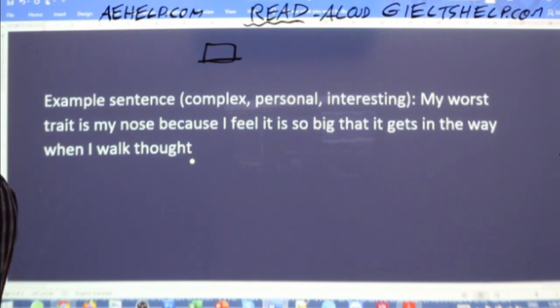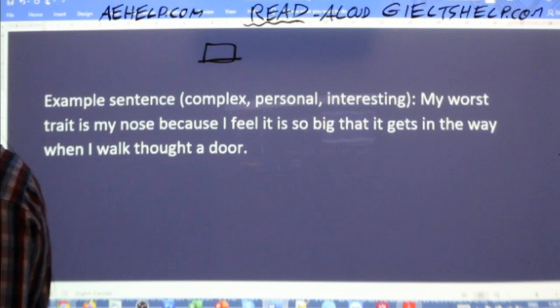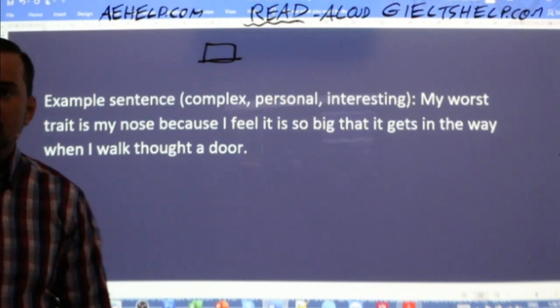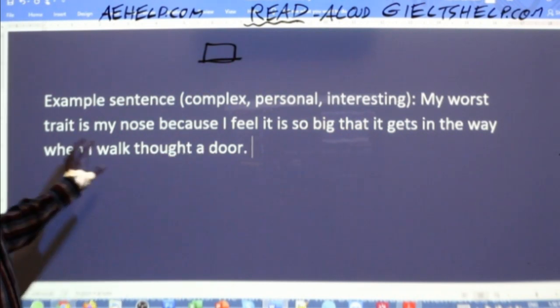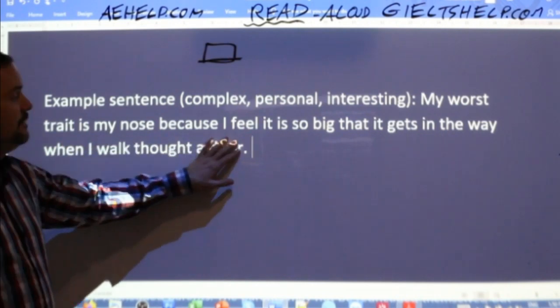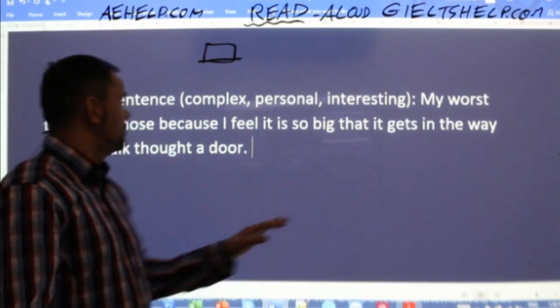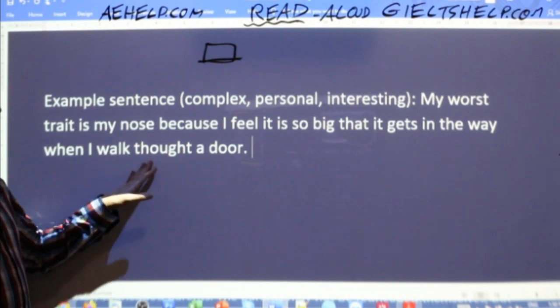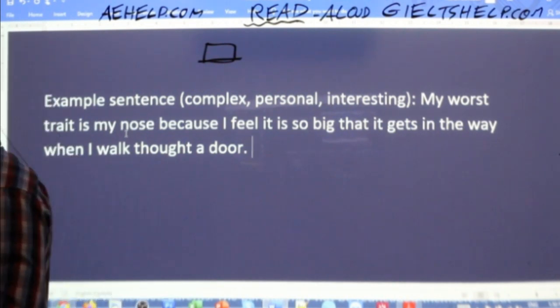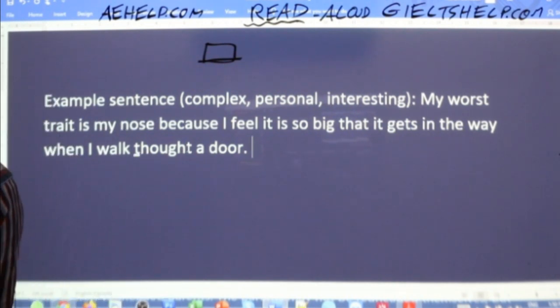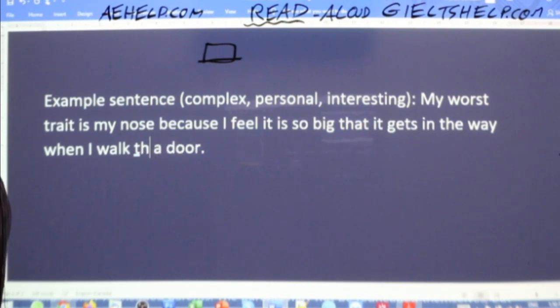All right. Here we go. My worst trait is my nose because I feel it is so big that it gets in the way when I walk through a door. Okay.